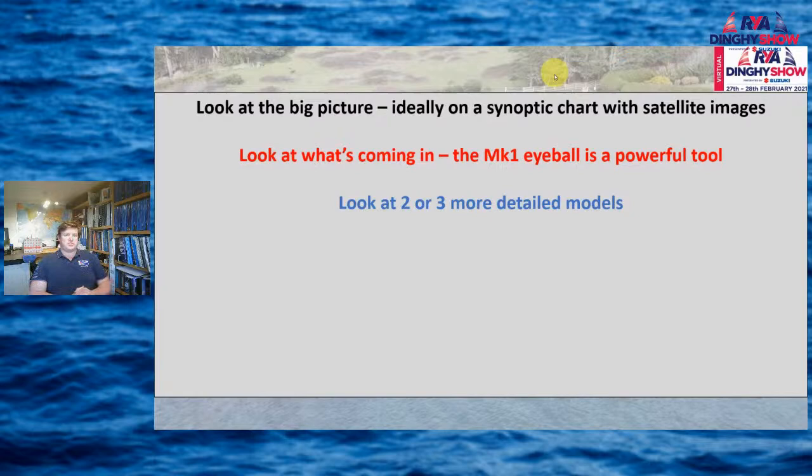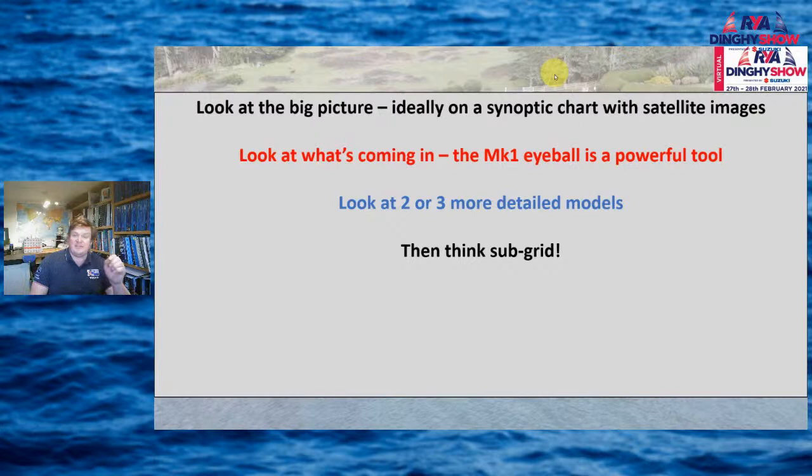Now, there's lots of different apps there. We've got a couple of questions coming in. I'll answer that shortly. But look at two or three different models just to see. If all of them say the same thing, great. You've got good confidence in your forecast. If they all say three completely different things, well, then you know the forecast is uncertain, which is in itself good information to have.